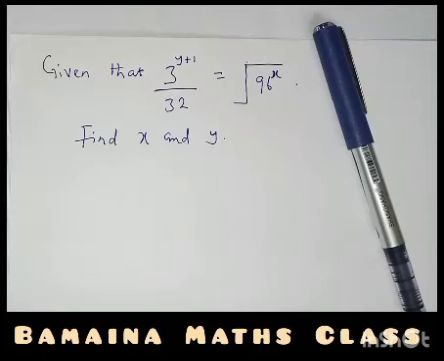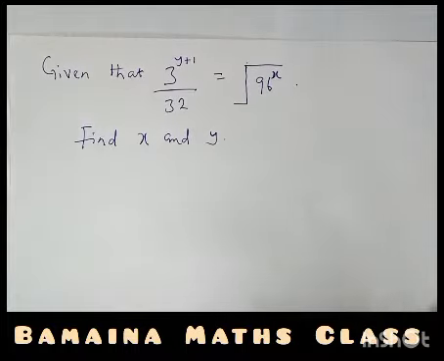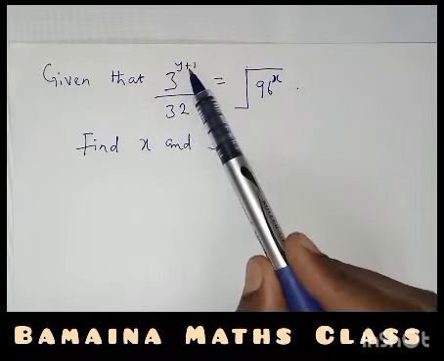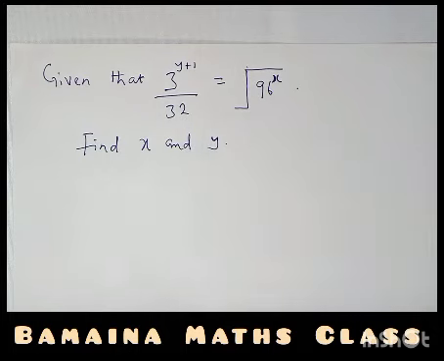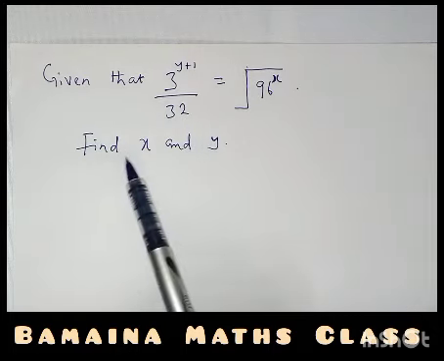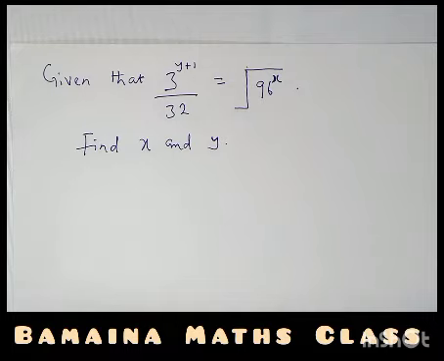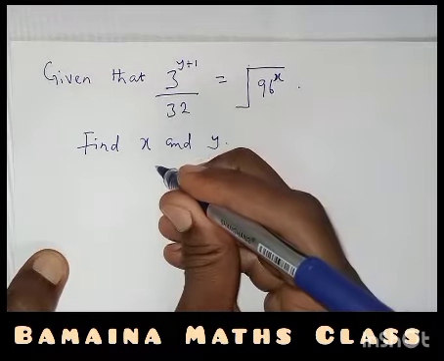Hello viewers, you are welcome to my Maths class, and in this video we are going to solve an Olympiad question. The question says, given that (3^(y+1))/32 equals the square root of 96^x, we are required to find the values of x and y. So let us begin with the solution.